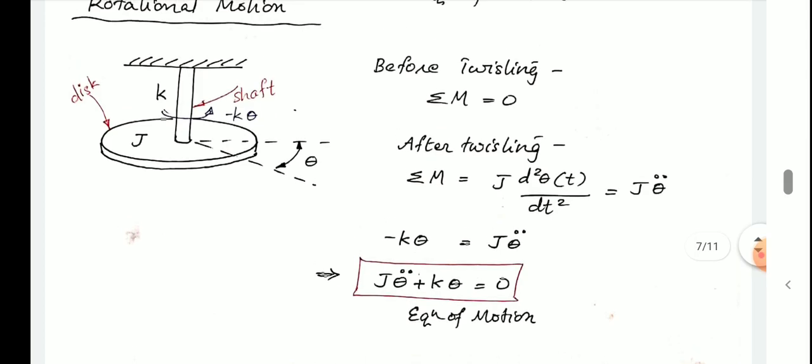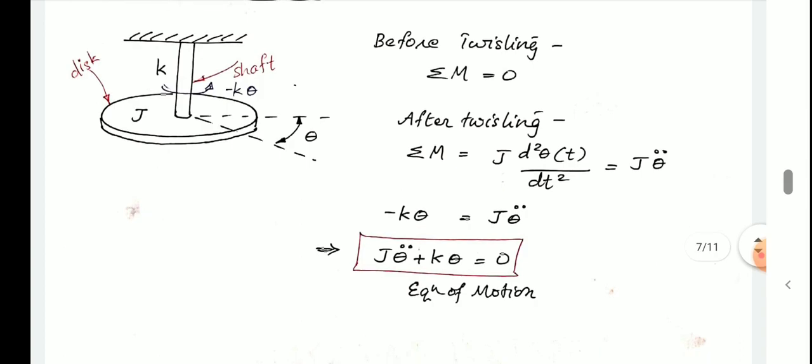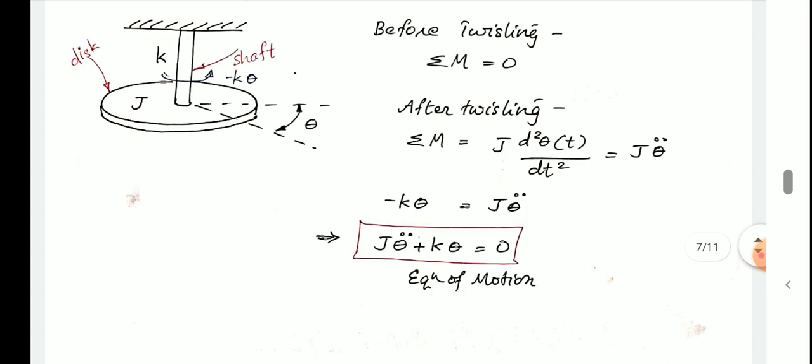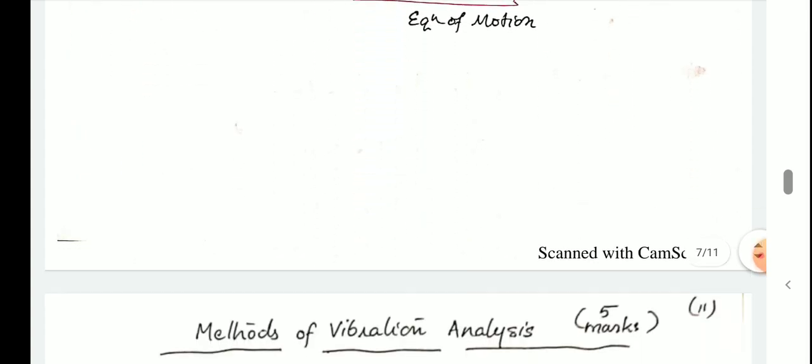Now, resisting this kind of motion, the resisting force will be applied by the shaft, that is the spring force, which is equal to K into theta in the opposite direction. Hence, we obtain the equation of motion for a rotational moving system as J theta double dot plus K theta equal to 0. This is the equation of motion.